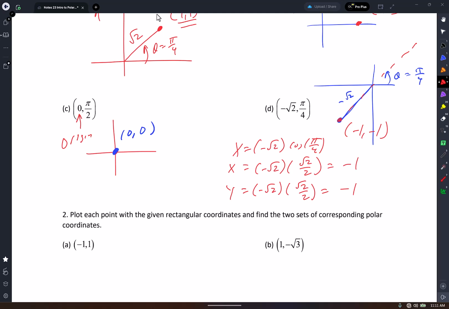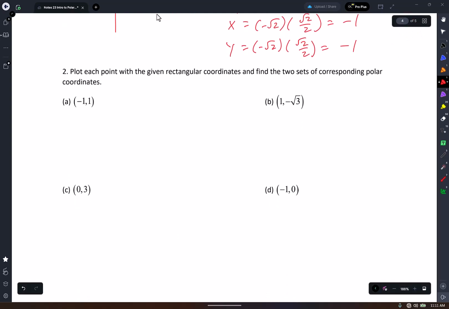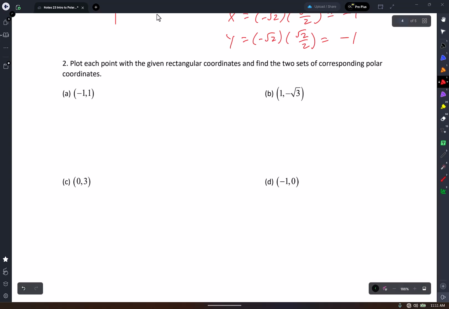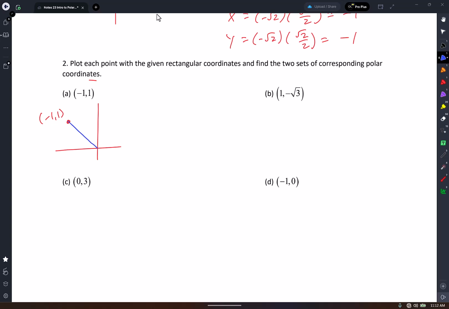How do we feel? We feel okay? Okay. Now these, I think they want me to do polar. Yep. So here we go. It says plot each of the rectangular coordinates and find the two sets of corresponding polar coordinates. So negative 1, 1 point. So here it is. I need to figure out this angle. Use your context clues. What does that angle look like to you? The magnitudes of the x and y are the same. So that's going to be something over 4. Yep, there's my angle.